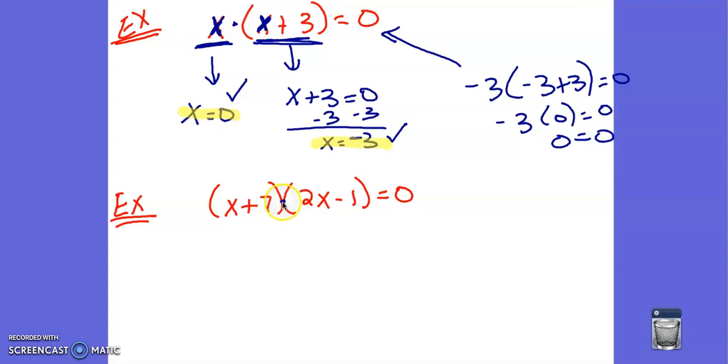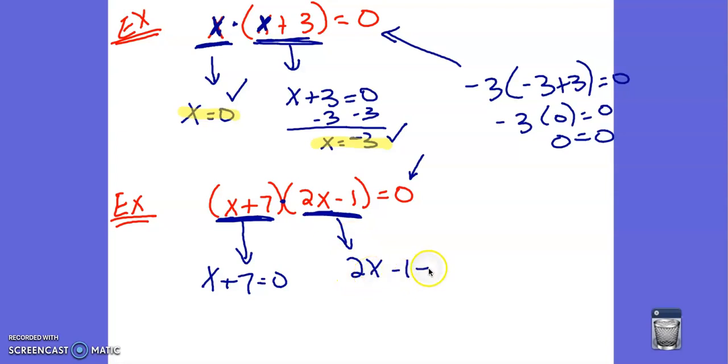Again, I have two things multiplied together. This times this. It's the zero product property. Whenever you have two things multiplied together and the result is 0, that means one of these has to equal 0. And so you're just going to set them equal to 0, and you're going to solve. So x could be negative 7.